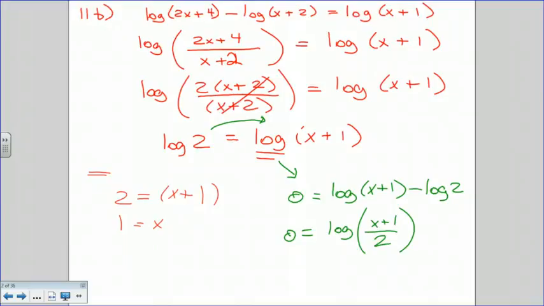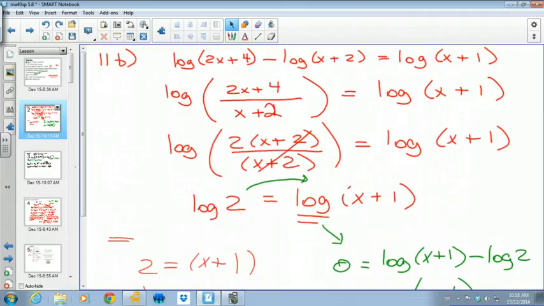Simplify as a single log. After you simplify as a single log, you can do what? Write it in exponential form. Can we use the definition of logarithm now?